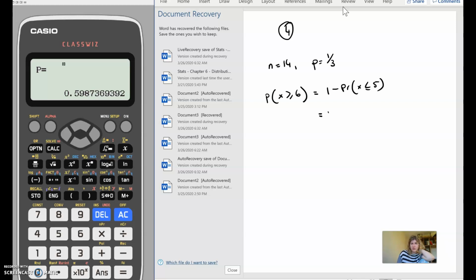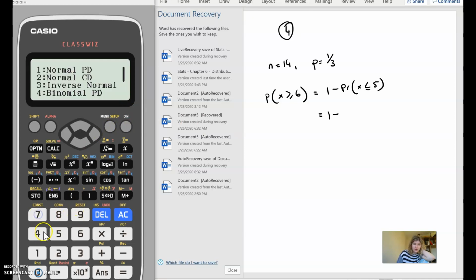Okay, so then we can put that in. So 1 minus the probability x is less than or equal to 5. So let's go into here, 7, 1, okay, variable. We're looking at 5, 14, and 1/3. If I do a fraction, does that work? Yeah, 1/3. Okay, so we can work that out.